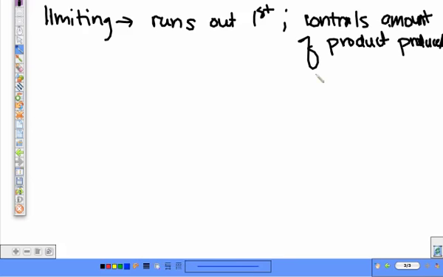Actually, maybe I'll change to blue. What about excess? Not completely used up.